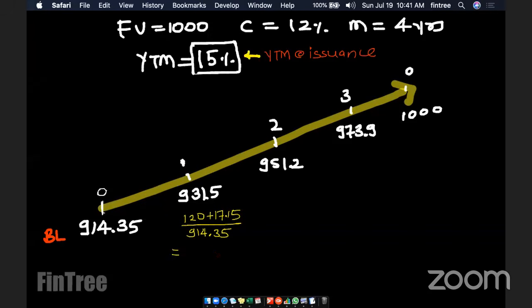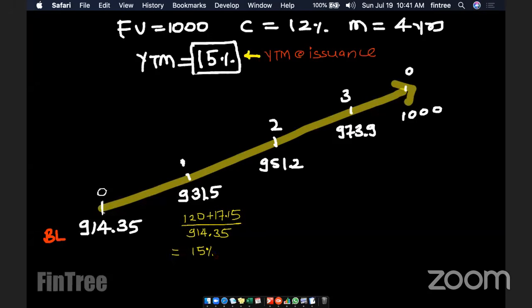Very smart. Yes, that's correct. This will become 15%. Right? Isn't that crazy? That the investor is actually earning YTM, and we can mathematically prove it.